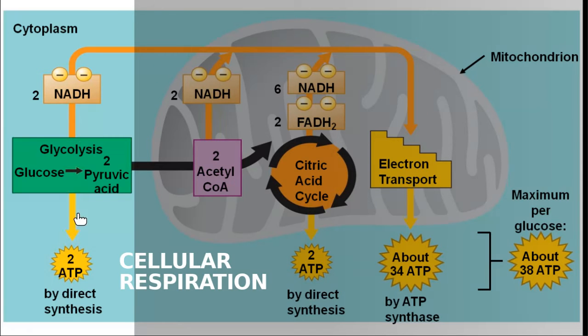Okay, so starting with glycolysis. Where does glycolysis happen in the cell? Cytoplasm. Good. And does it require any oxygen? No. Right. So this step takes place in aerobic respiration and anaerobic respiration. It takes place in both. So we don't need oxygen.